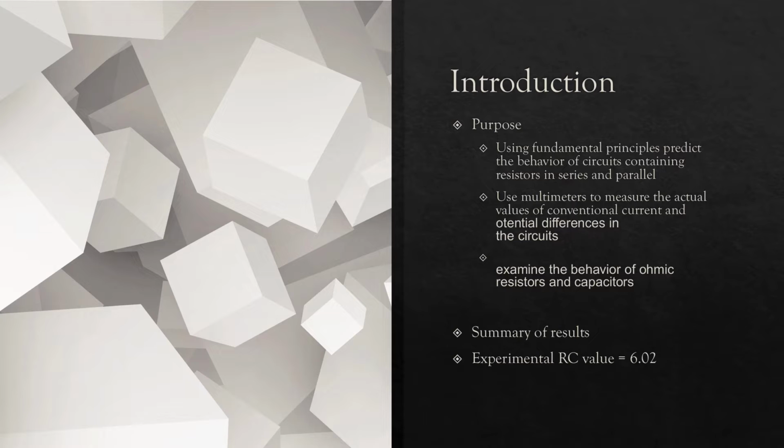A little introduction. The purpose of this lab is to use fundamental principles to predict the behavior of circuits containing resistors in series and parallel, and then use multimeters to measure the actual values of conventional current and potential differences in the circuits and examine the behavior of ohmic resistors and capacitors. A summary of my results: the experimental RC value was 6.0.